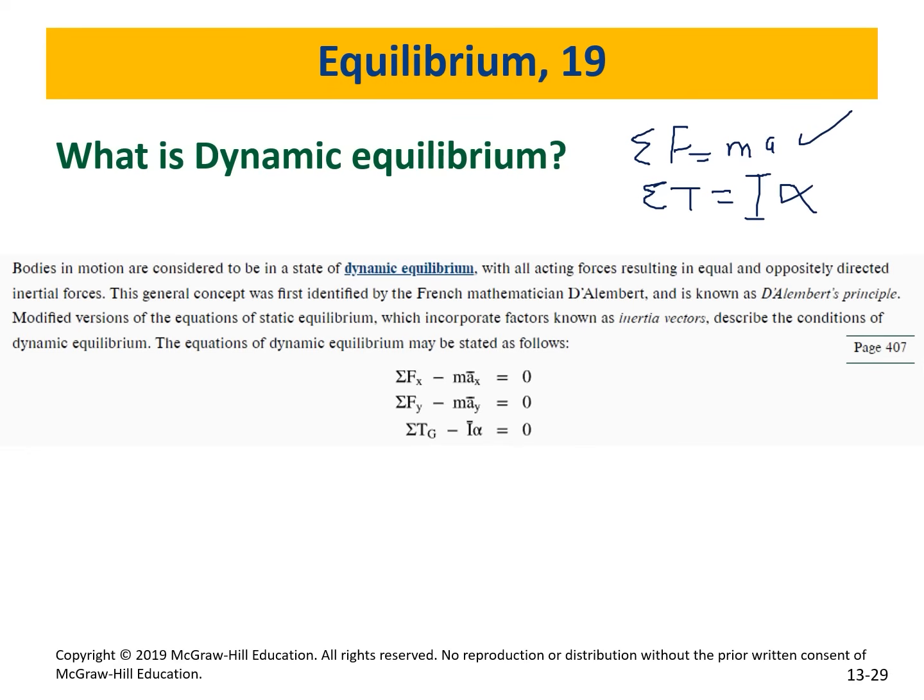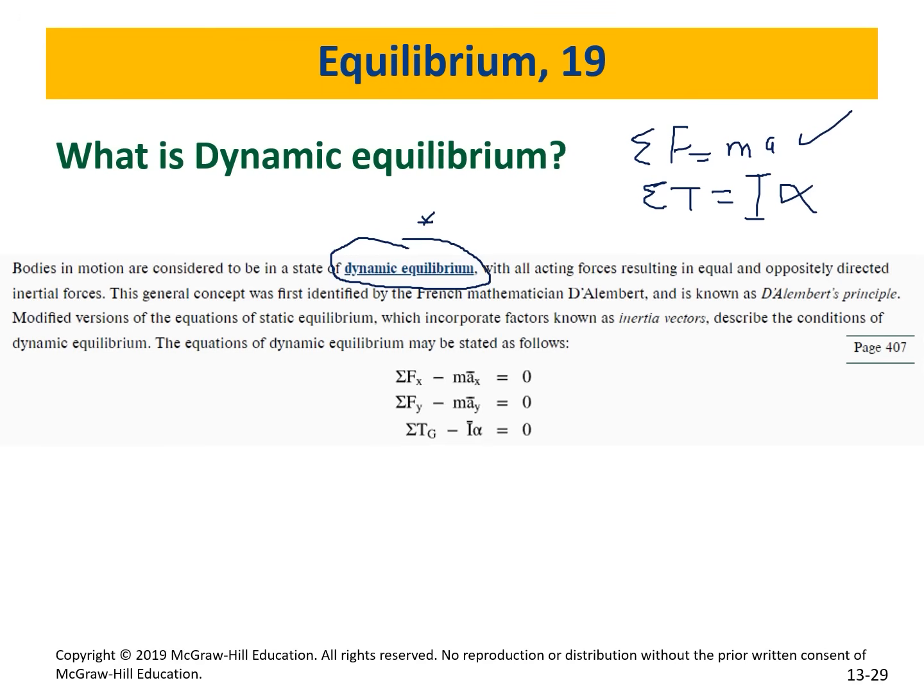So summation of forces equal to 0, that's static equilibrium. Summation of forces equals mass times acceleration, that is dynamic equilibrium, if it's equilibrium. And if it's torques, you multiply the inertia with the angular acceleration. Make sense? So here, bodies in motion are considered to be in a state of dynamic equilibrium. It's not static, it's dynamic equilibrium, with all acting forces resulting in an equal and opposite direction inertial force.